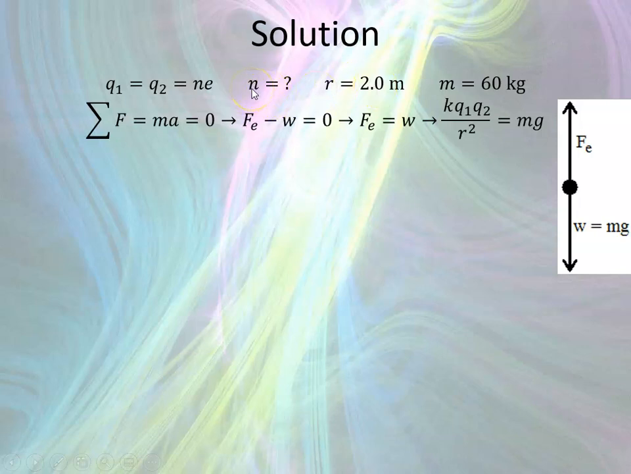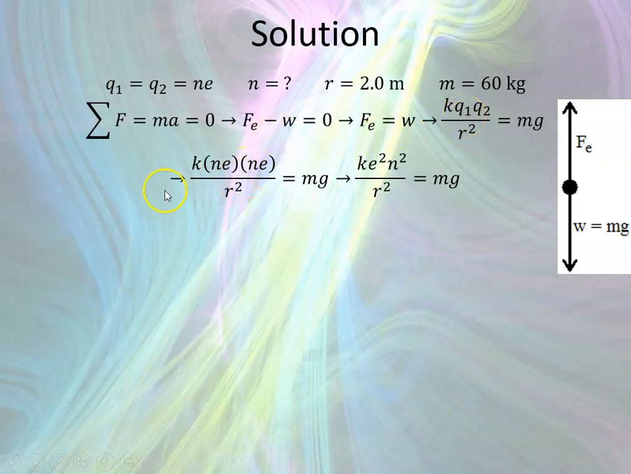Well, this n ends up going into each of these charges because of one of our other givens, the fact that we're transferring a bunch of electrons, n of them, and each charge is n times e, where e is the elementary charge. So we plug each ne in for the Q's and work that out. And we're solving for n, so we isolate for n, multiply both sides by r squared, divide both sides by ke squared, and take a square root to get n by itself.